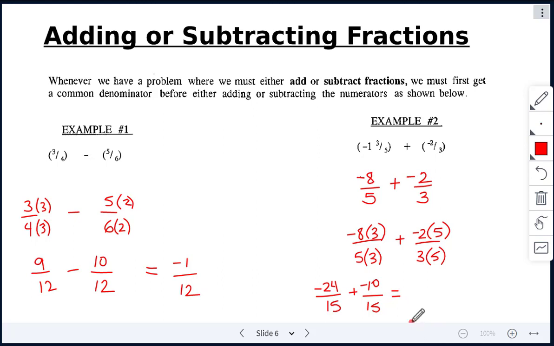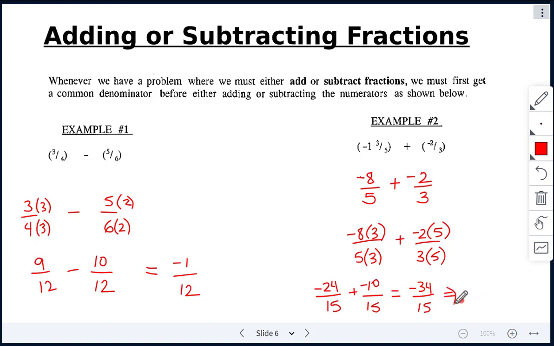All right, so we still have to remember those integer rules here. So now we have negative 24 plus negative 10, which gives me negative 34 over 15. All right, and this is an improper fraction. So let's put it back into a mixed fraction for the last step.